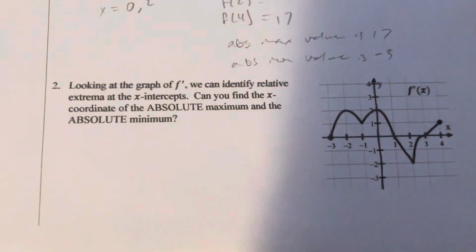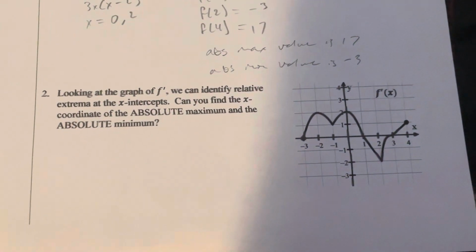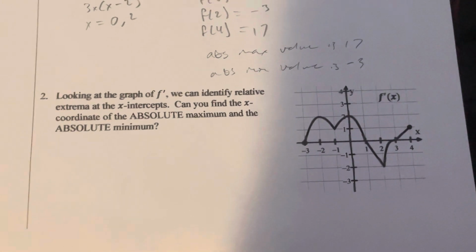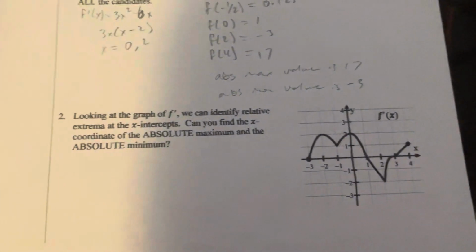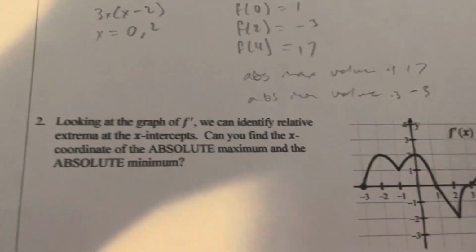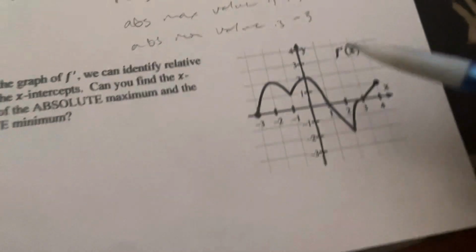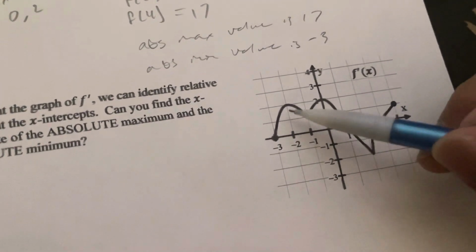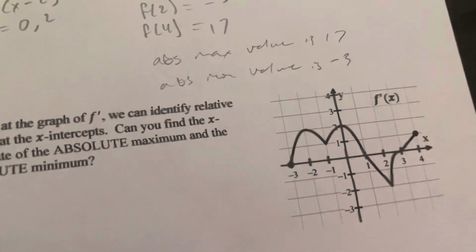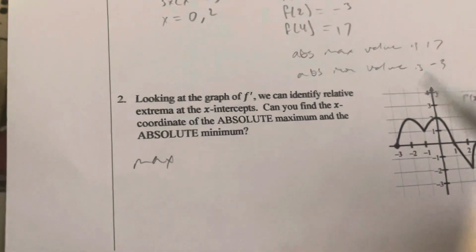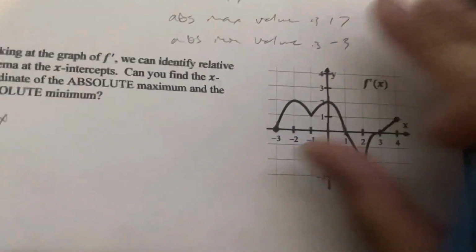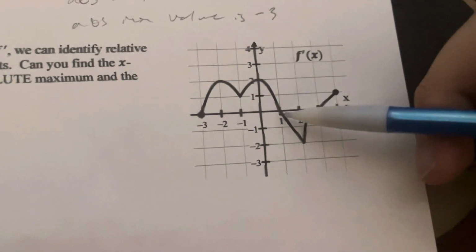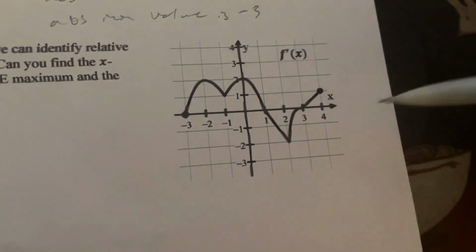Looking at the graph of f prime, we can identify relative extrema at the x-intercepts. Can you find the x-coordinate of the absolute maximum and the absolute minimum? So, first we know that anything above 0 is increasing, anything below 0 is decreasing. So first, let's look at the max. Okay, the two candidates are x equals 1 and x equals 4.